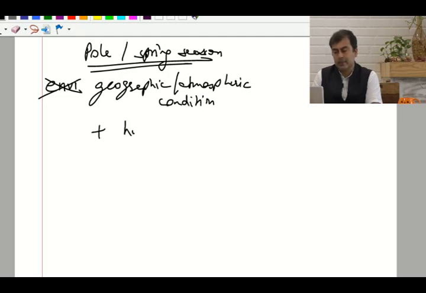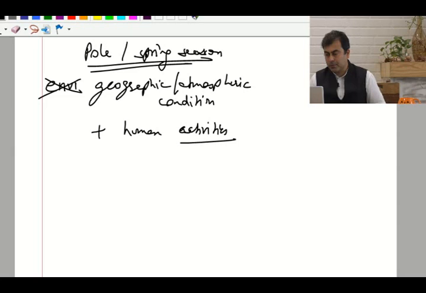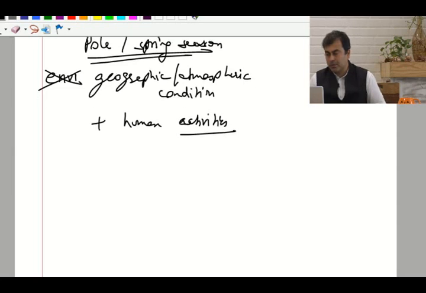And second is human activities. Let us understand this. This is a little bit of understanding, a little bit of technical part. So, let's take the Earth.